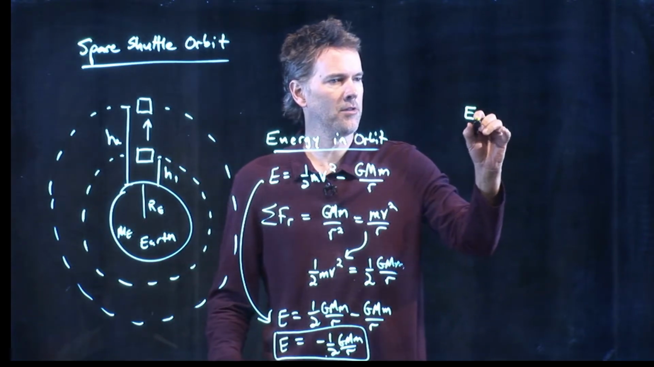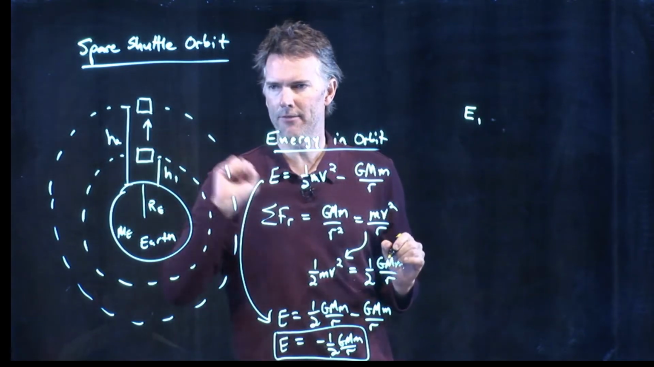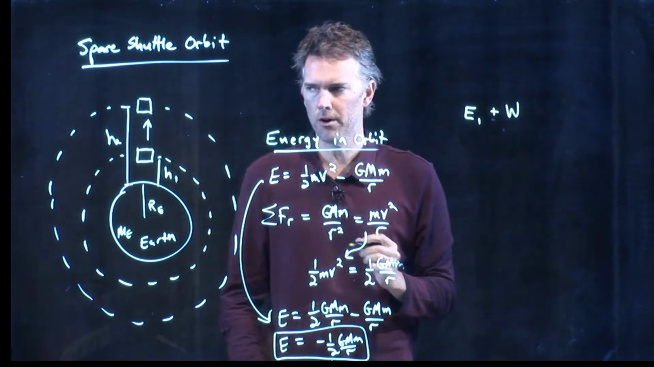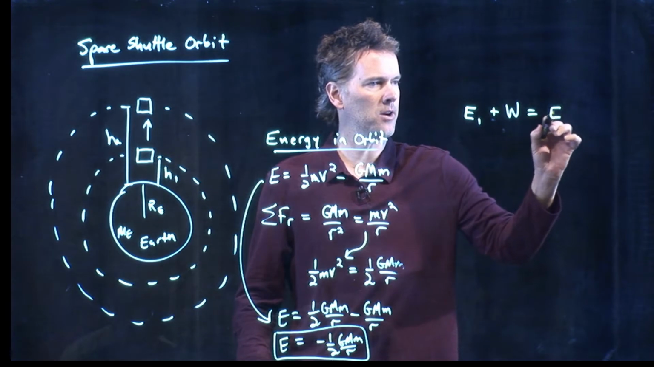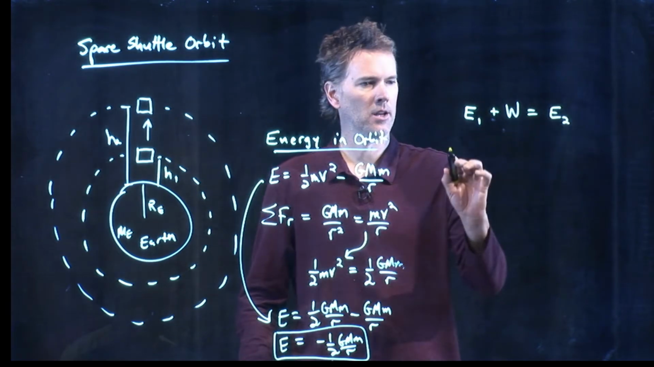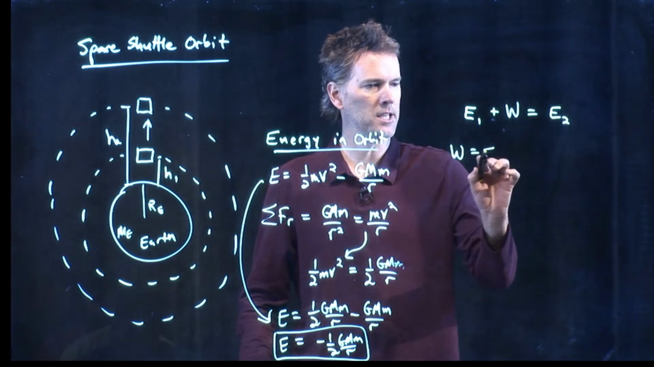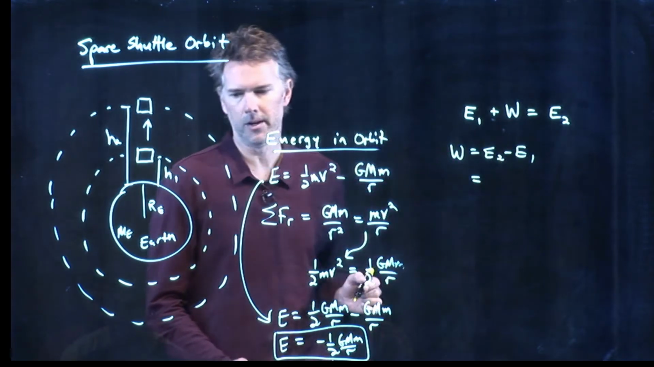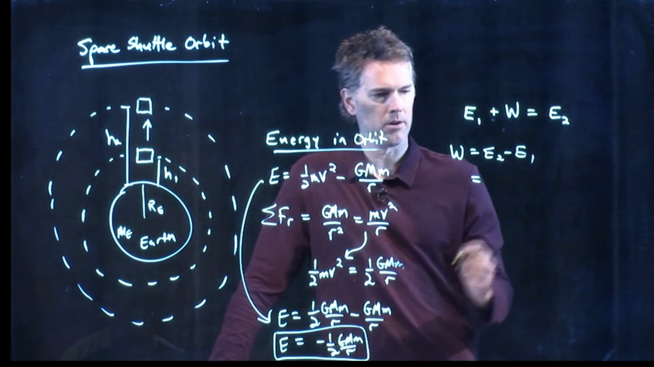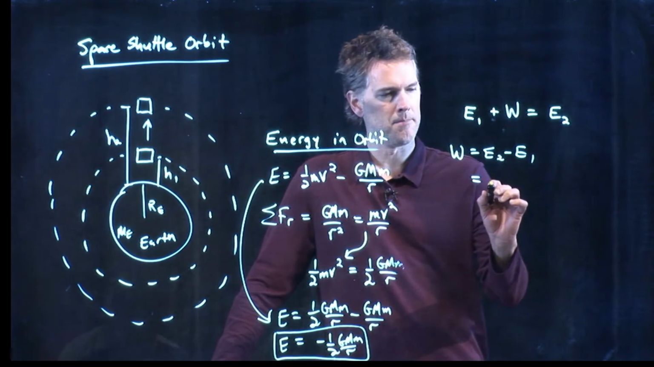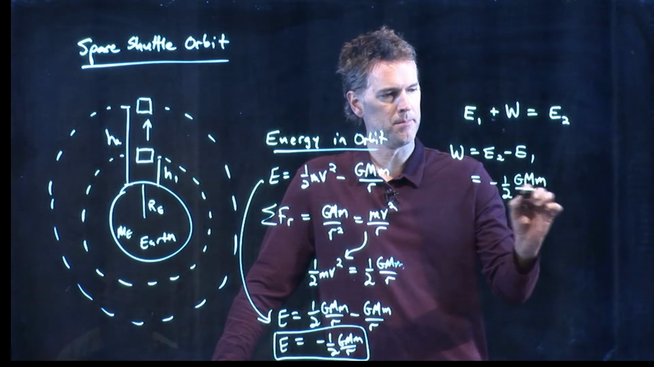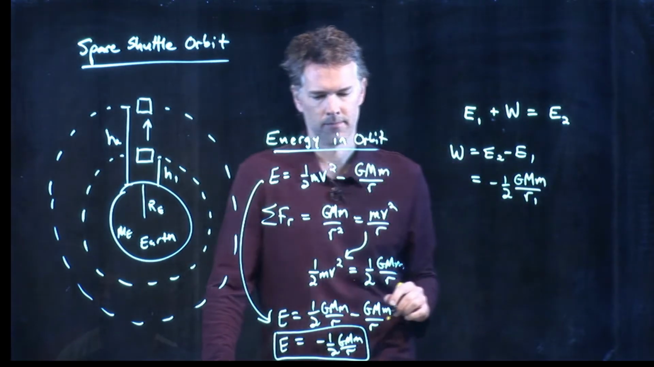Energy is conserved, which means that to get from the energy in position 1 to the energy in position 2, I have to add some work. So work is just E2 minus E1, the difference in those two energies. And now we know what those are, right? E2 is going to be minus 1/2 GMm over R2.